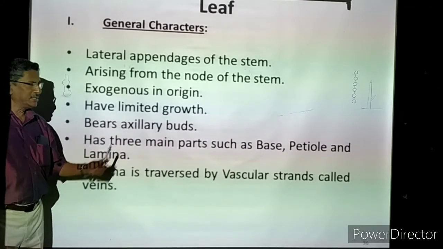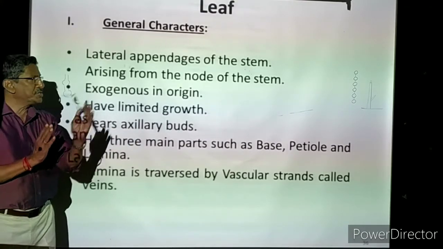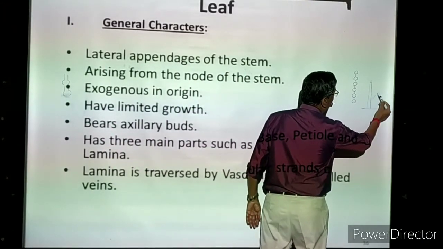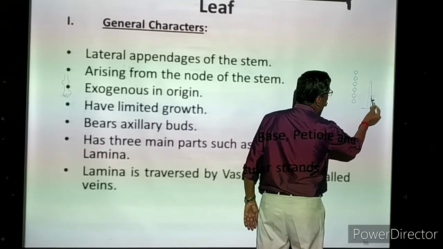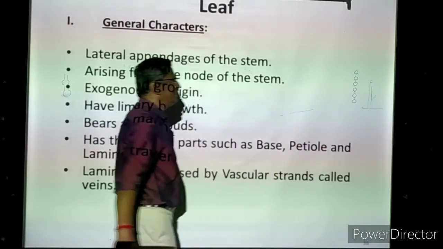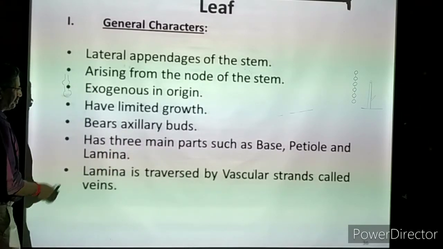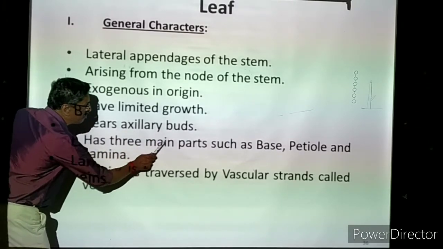Bear axillary buds, this also we have studied. Now one main stem is present, and one axil of the leaf is there. Now here the leaf is there. In the axil, the gap between them, one space is there, and it is called the axil of the leaf. The bud will be present. Bear axillary buds.